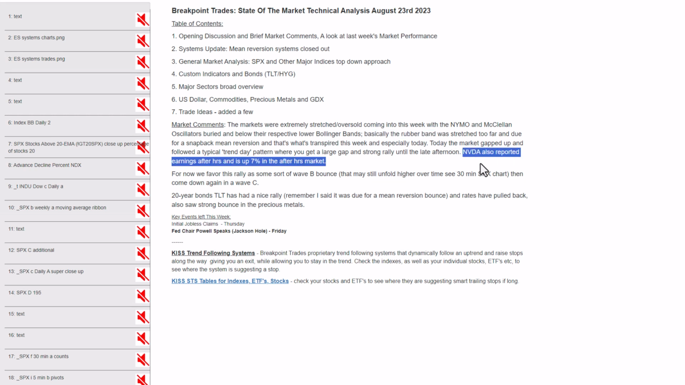Also, NVIDIA reported after hours, and as you know, that stock is in fuego. They're up about 7% after hours. That also dragged up the Nasdaq, triple Qs. Microsoft, I think, was up $7. Tesla was up. So it drove up a lot of tech things. So we'll see if we get a big gap tomorrow or not.